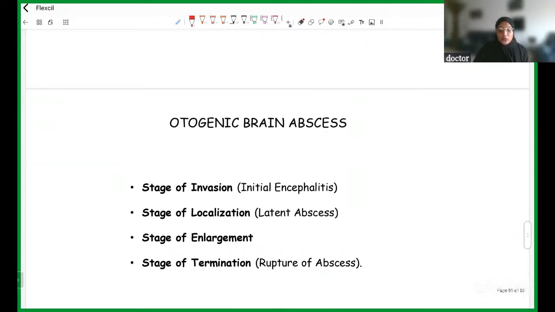Coming to otogenic brain abscess, this is actually a very short answer. It is a 2-marker question, but I'll just try to give you a brief idea. So, pathology, first of all, what is otogenic brain abscess? 50% of brain abscesses in adults and 25% in children are otogenic. In adults, abscess usually follows chronic suppurative otitis media. So otogenic brain abscess is actually a complication of chronic suppurative otitis media with cholesteatoma.